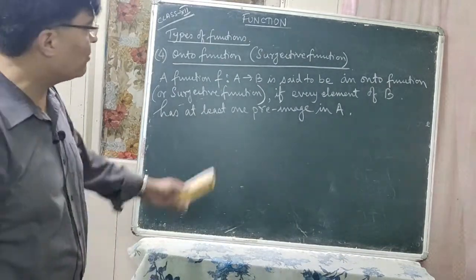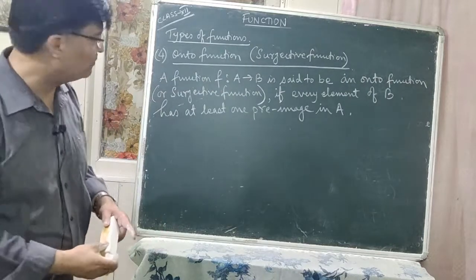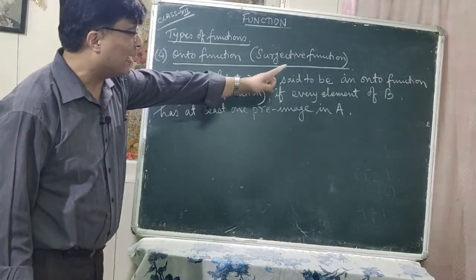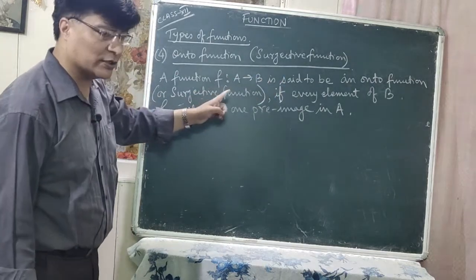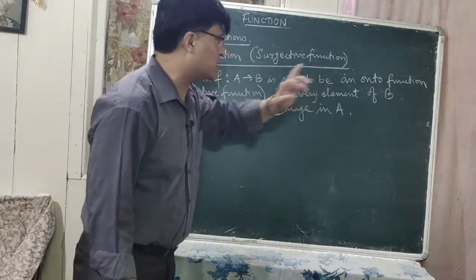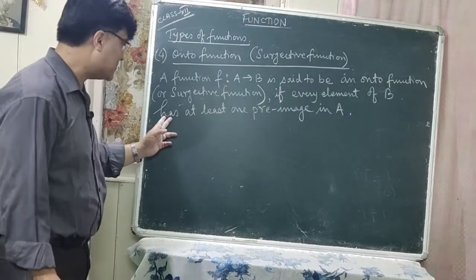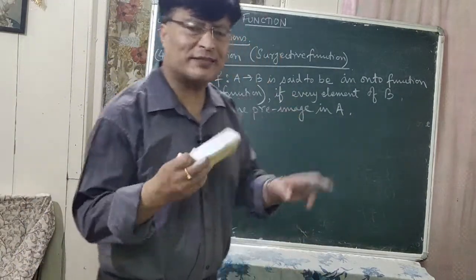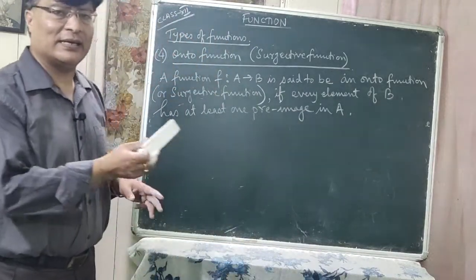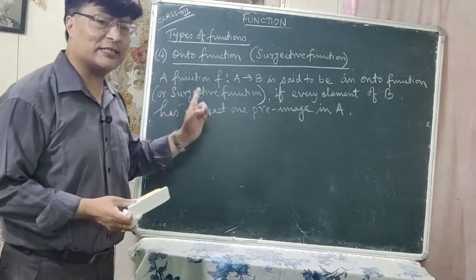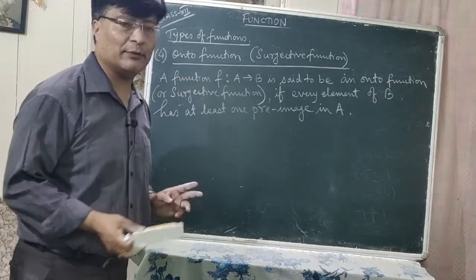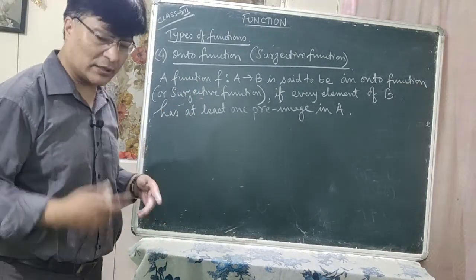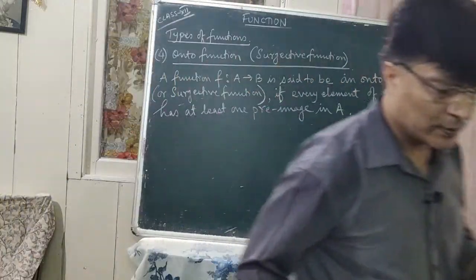Onto function हामी अर्को के पनि भन्छौं surjective function भनेर पनि भन्छौं. A function f such that a to b is said to be an onto function or surjective function if every element of B has at least one pre-image in A. प्रत्येक एलिमेन्ट इन B को चाहिँ A मा pre-images at least एउटा हुनै पर्छ. अनि त्यसलाई के भनिन्छ onto function भनेर भनिन्छ. ठीक छ, यो कपी गर्नु अनि म तिमीलाई एक्जाम्पल देखाउँछु अब.